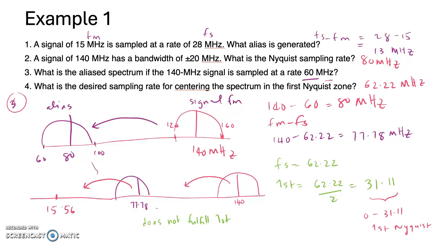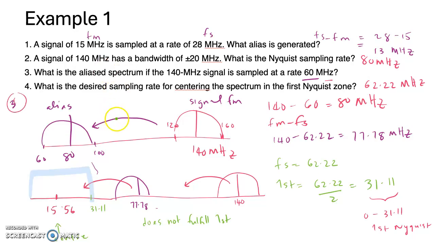Let me try to highlight the first Nyquist zone. It extends from here to here, and this is 31.11 megahertz. If we want our signal to be centered in the first Nyquist zone, it should be at 31.11 divided by 2, which is actually 15.55. This is the center of the first Nyquist zone, which means that we got it right.